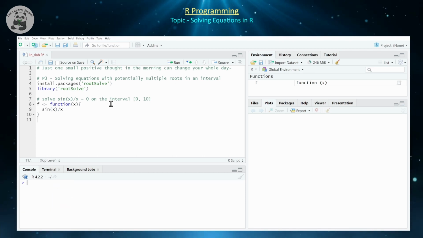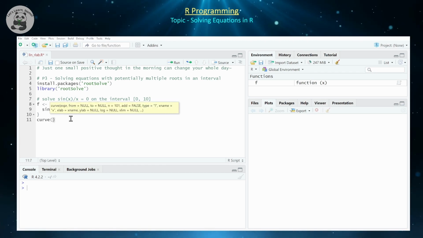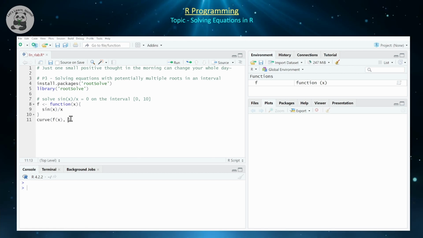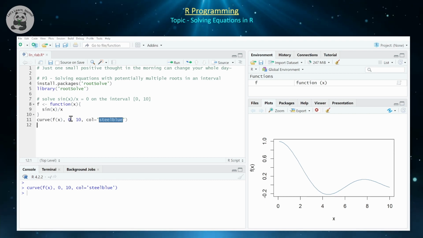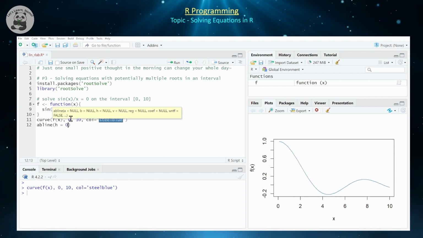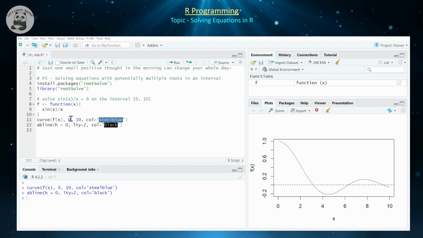So our function f is defined. Let's get a sense of what the curve looks like, so we have something to base the accuracy upon. I'm going to use the curve function, again, f of x, and the interval I'm going to be looking at is again 0 to 10. And let's again use the color steel blue. Right, so there's our little wavy looking function. Let's put a horizontal line there, a horizontal line at 0. Let's keep consistent, lty equal to 2 and color equal to black. And that's going to give us our dotted line.